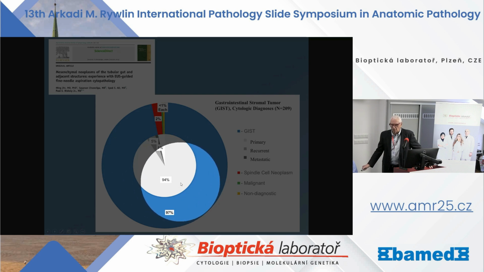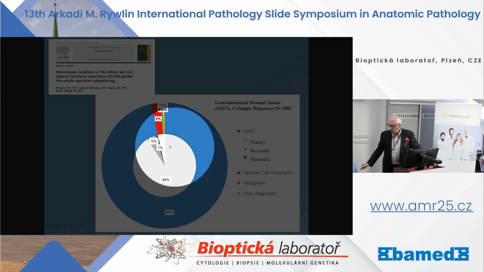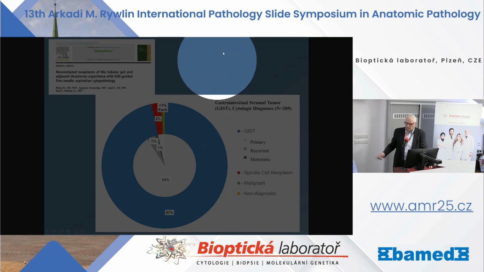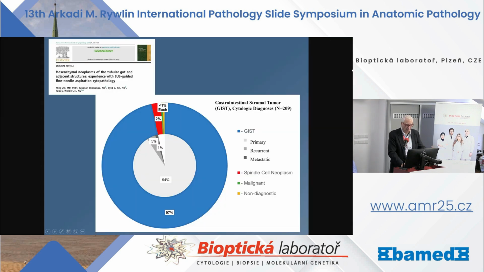These were not recurrences or metastases. These were primary lesions, and then the rest of the data is listed there for you into primary, recurrent, and metastatic. Some of these were called spindle cell neoplasm, a very small percentage, and some were actually non-diagnostic.